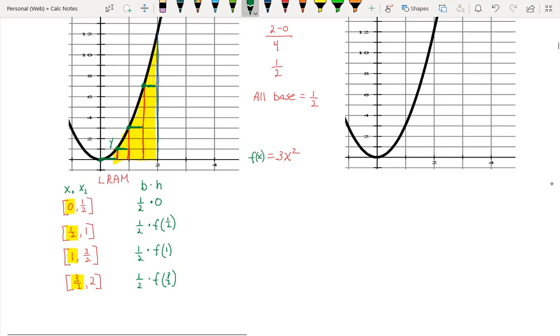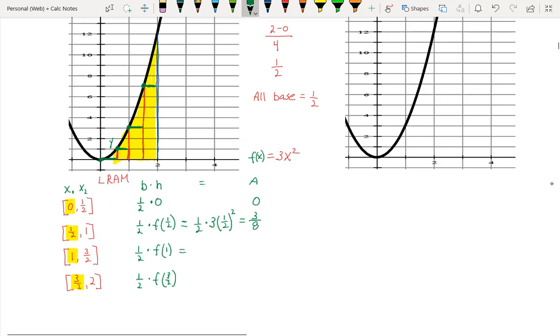So we got to do a little bit of work here. Obviously, this first one's going to be 0, so I know the area on this first one is 0. Now the second one, I need to know what f of 1/2 is. If we plug that into the function, we've got our 1/2 out in front, and then we plug in times 3 times 1/2 squared. A half squared is a fourth, times a half is an eighth, and an eighth times 3 is 3/8. So the area of that second rectangle is 3/8.